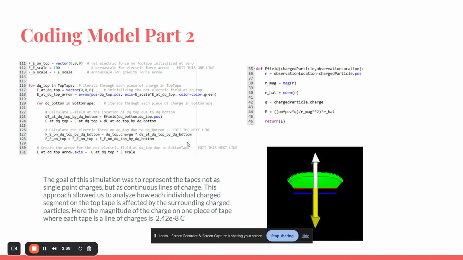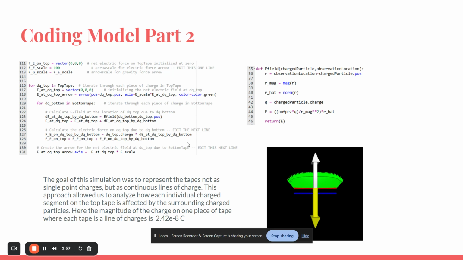Next, we moved to a more detailed model. Instead of a point charge, we simulated the tapes as lines of charge. This gave us a more realistic representation of how the charge is distributed along the length of the tape. Using this model, we divided the tape into segments, each representing a point charge, and calculated the total electric force acting on the top tape due to all these segments of the bottom tape. The total electric force from this model was approximately 1.82 times 10 to the negative 3 newtons, which matched the gravitational force, which again confirmed that the tapes were remaining in equilibrium.